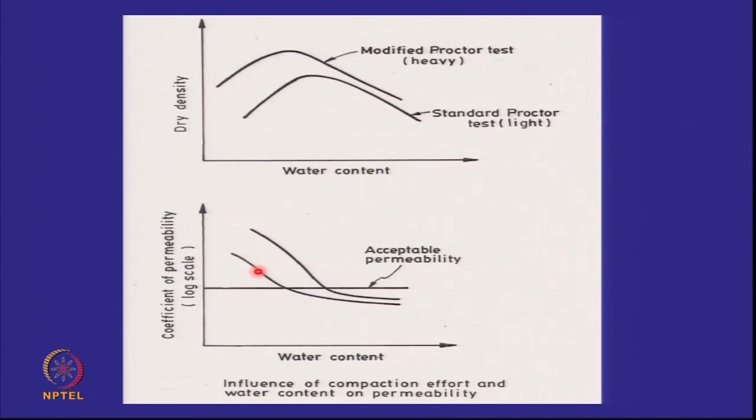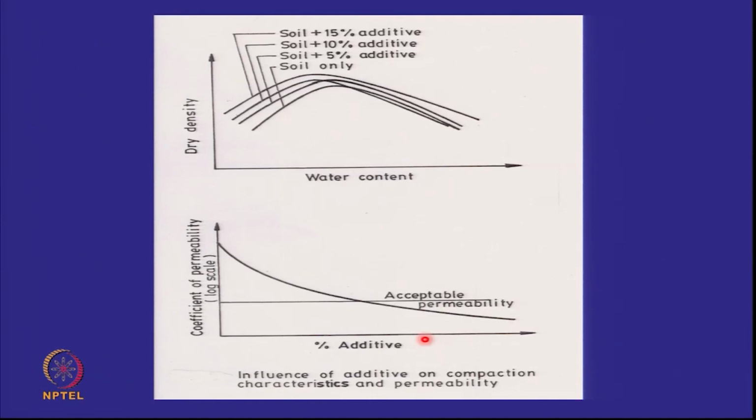This curve has lower permeability than this, so this corresponds to the modified Proctor test. This is for the standard Proctor test. If this is 10 to the power of minus 7, I know that I should compact wet of this point to get that permeability. When I am using an additive, my compaction curve will change with the amount of additive. So I cannot predict how it will change, but I can get these different curves.